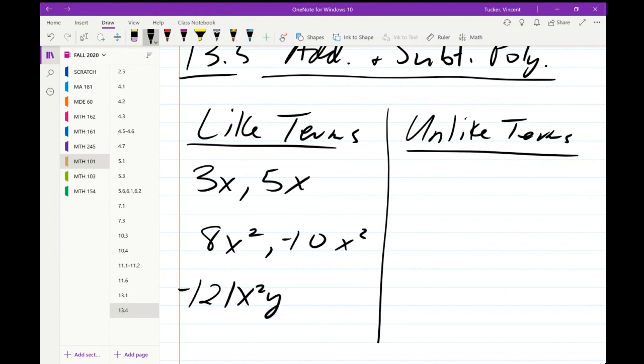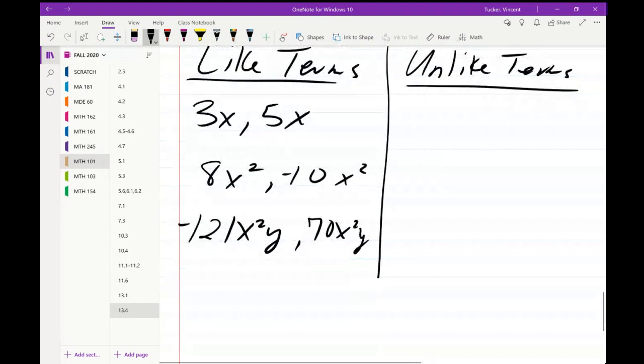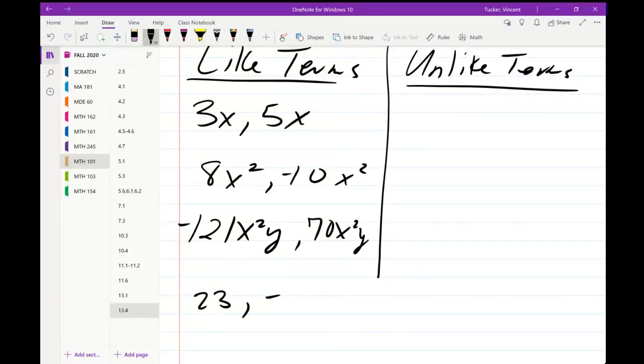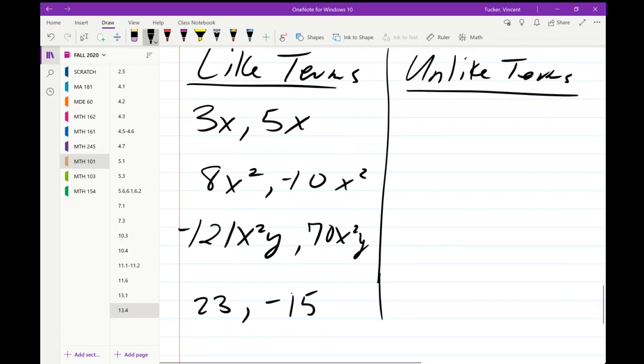121x squared y and 70x squared y are like terms. And even numbers not having an exponent at all or variables at all are still considered like terms. Those are numbers we're normally used to dealing with, of course. All right. So if anything's different in the variables or exponents, they are considered unlike, and you cannot add them or subtract them from each other.